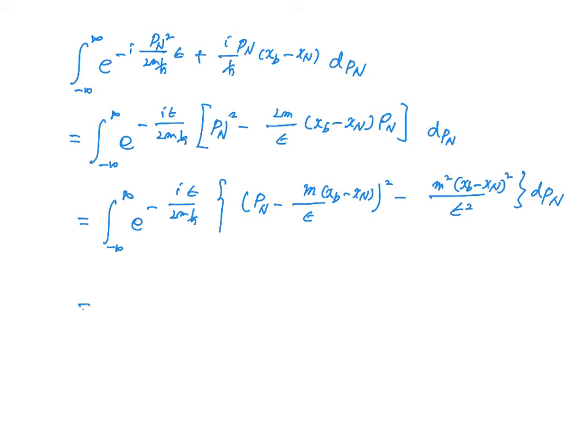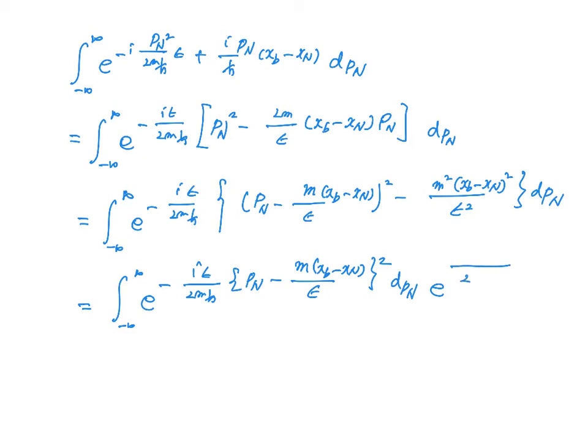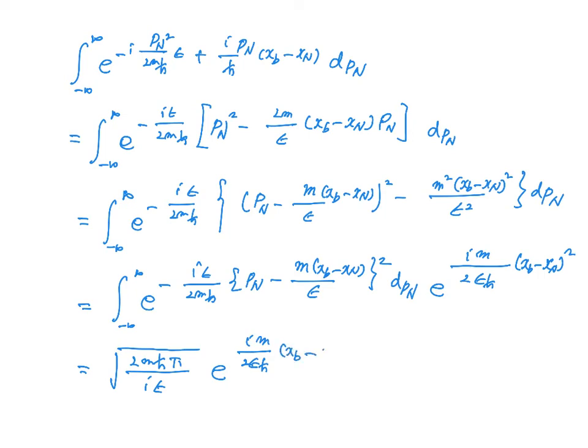So this integral becomes exponential minus i epsilon over 2m h bar pn minus m over epsilon xb minus xn square dpn, times the square root of 2 pi m h bar over i epsilon, which is the square root of 2 pi m h bar over i epsilon, times exponential i m over 2 epsilon h bar xb minus xn square. Wow.